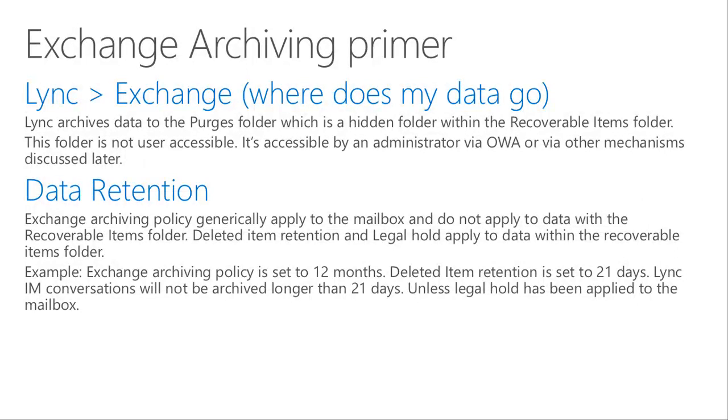So if you have a mailbox policy and you purge email out of the mailbox after 60, 90, 120 days, a year, etc., this will not apply to that, because it takes place outside of the recoverable items. So if you have your recoverable items policy set to retain data for 21 days, but you have the mailbox set to retain data for a year, you'll only retain IM conversations for 21 days. Because the mailbox policy applies to the mailbox and not to the recoverable items folder, which is also where your deleted items go and things like that. Does that make sense?